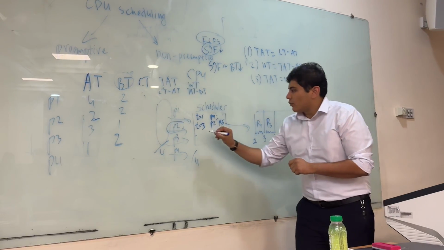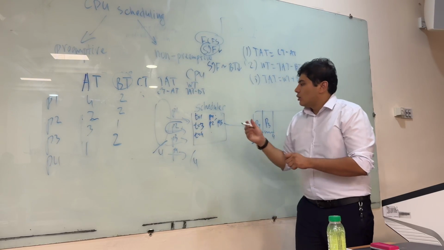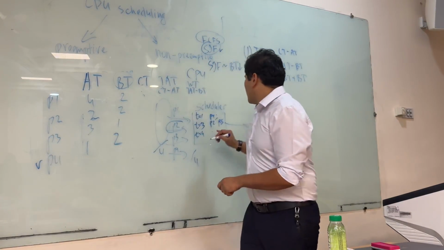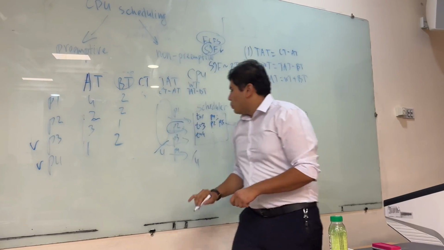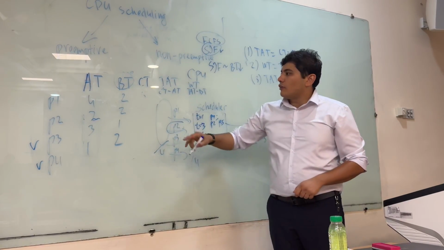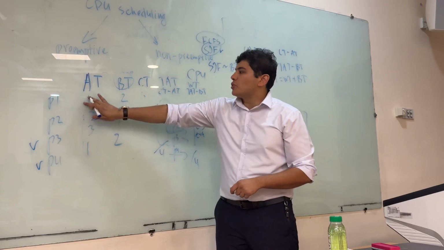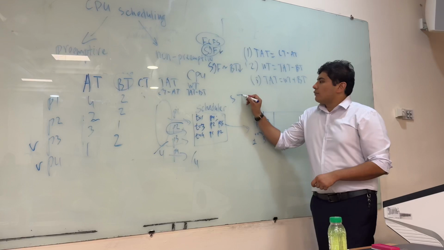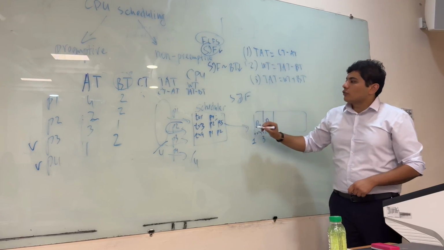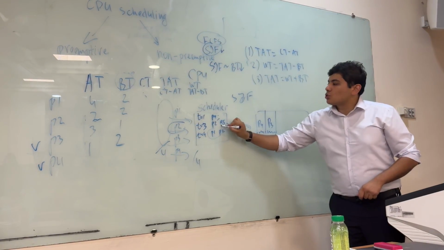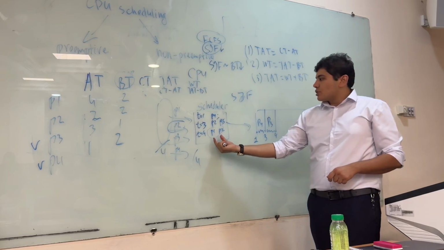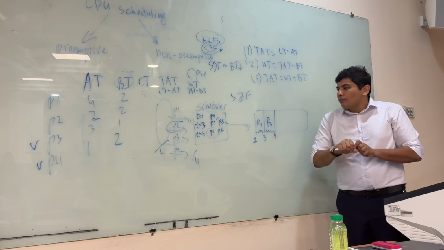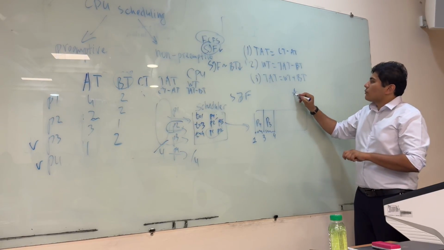Right now time is 4. When time is 4, P4 is done, and P3 is done. So how many processes do we have available? We have P1 and P2, right? SJF is saying, out of all the available ones, choose the one with the least burst time. Who has the least burst time? Both of them, right? So there is one rule.